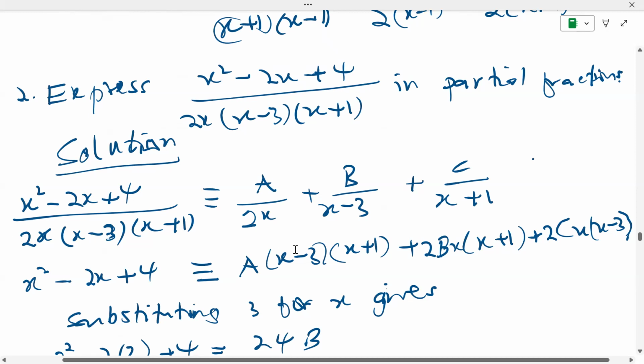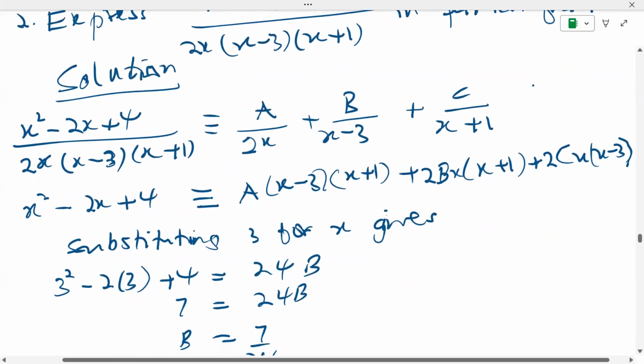Then we'll be left with this one. That's why we have A into this. Then over here, it's only the x minus 3 that will be cleared. So we get 2bx(x plus 1). And then over here too, we shall get our x plus 1 being divided here. And so what will happen is that will divide. So we shall get our 2cx(x minus 3). And so this is what we normally get. So we are going to use this to find our values for A, B, and C.